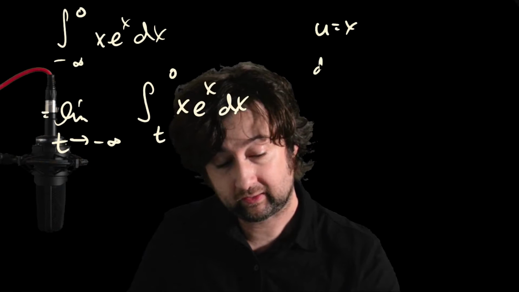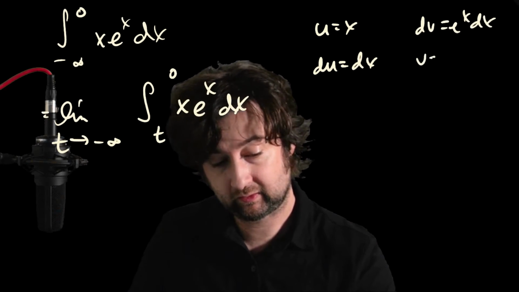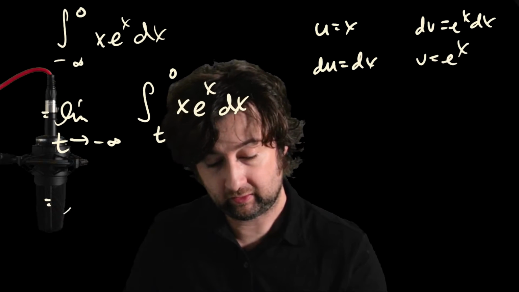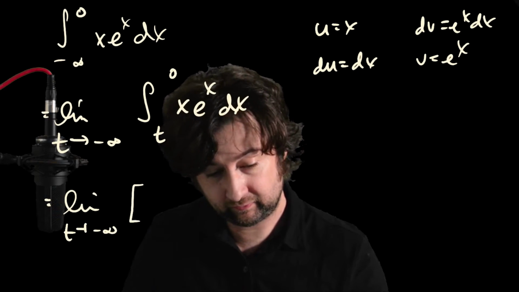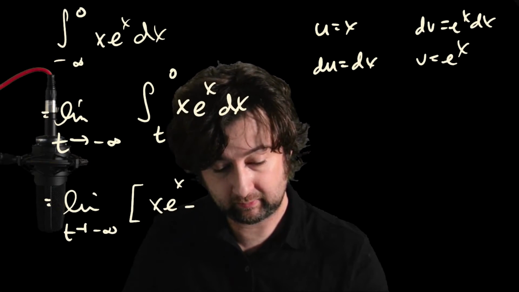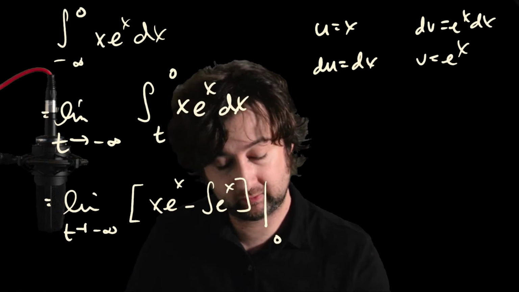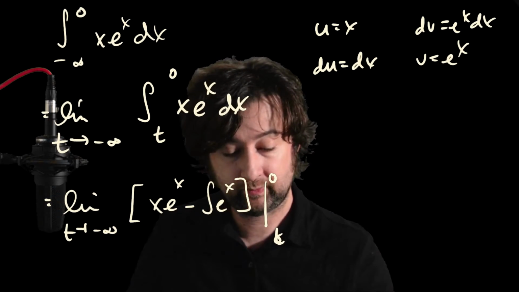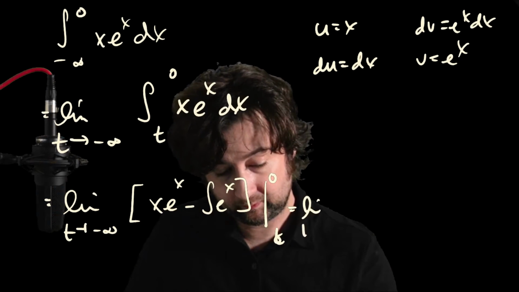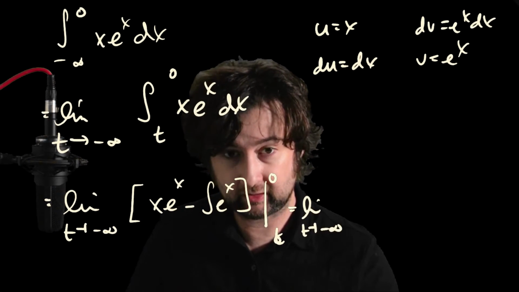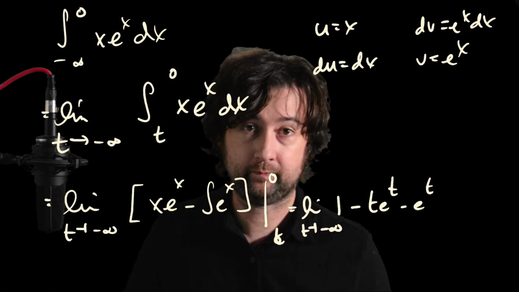And now I can use integration by parts. u is equal to x, du is dx, dv is e to the x dx, v is e to the x, and all of this gets replaced by the limit as t goes to minus infinity of x e to the x minus the integral of e to the x, and all of this is going to be evaluated from t to 0. When you do that and the dust clears, what you end up with is the limit as t goes to negative infinity of 1 minus t e to the t minus e to the t.